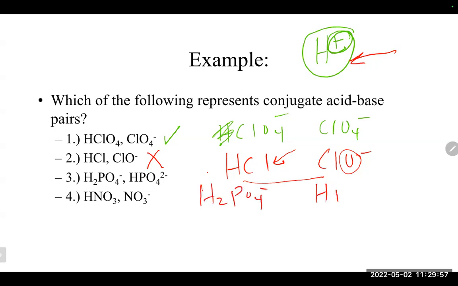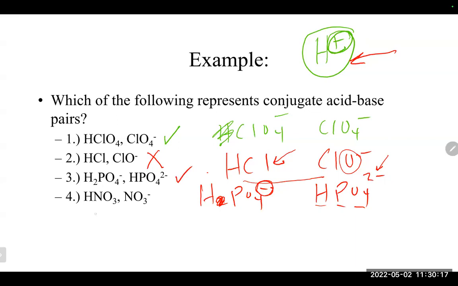And HPO4 2 minus, once again, if you want to take away an H from the guy on the left, that leaves you one H, which is HPO4. And again, when you lose the H plus, you become one more negative, which is -2. So these guys are a pair in this case.